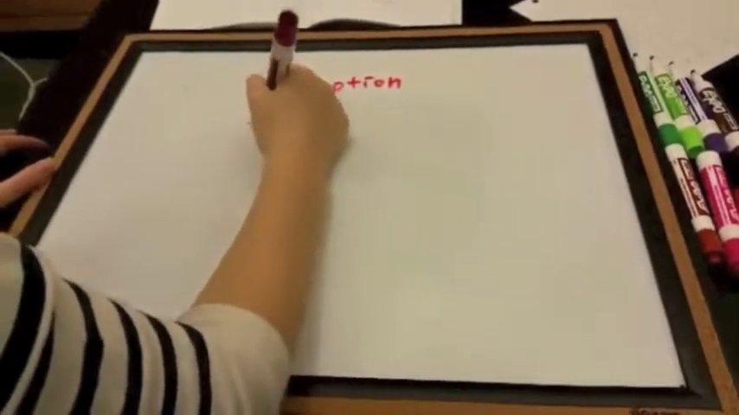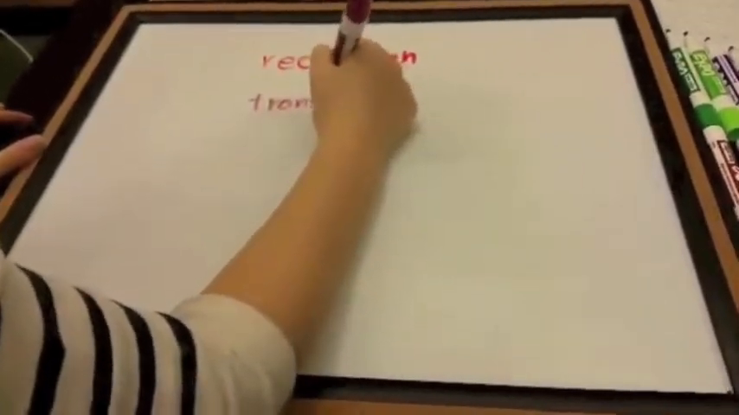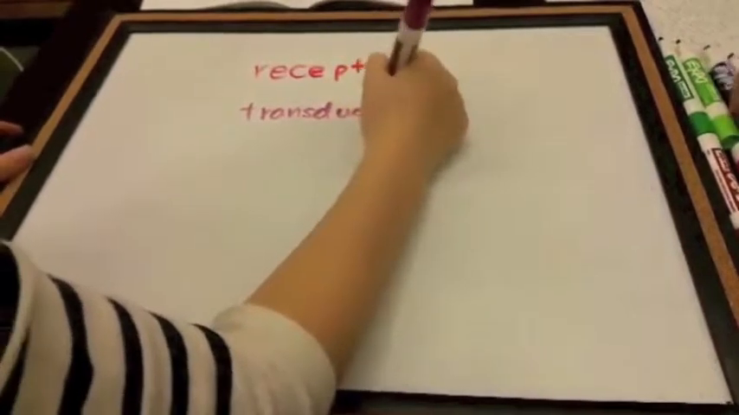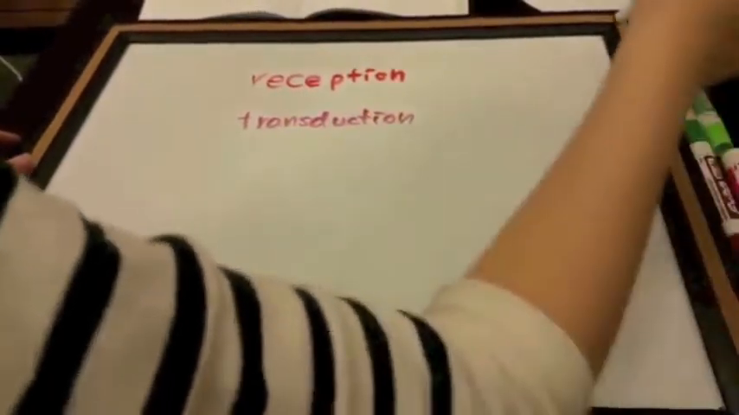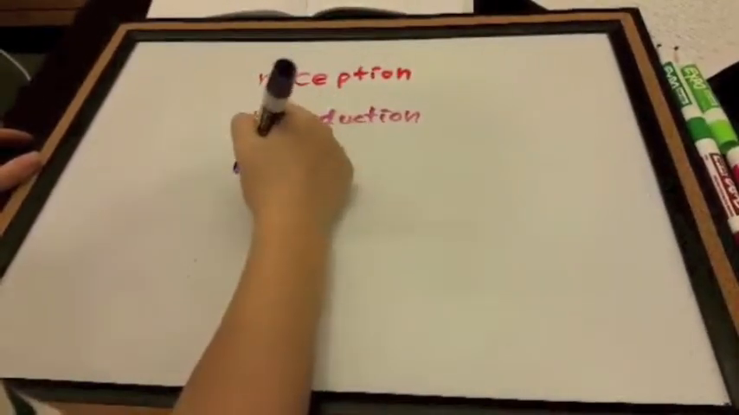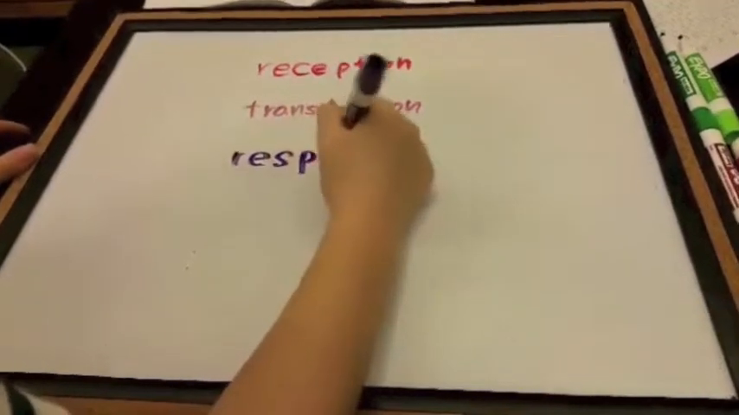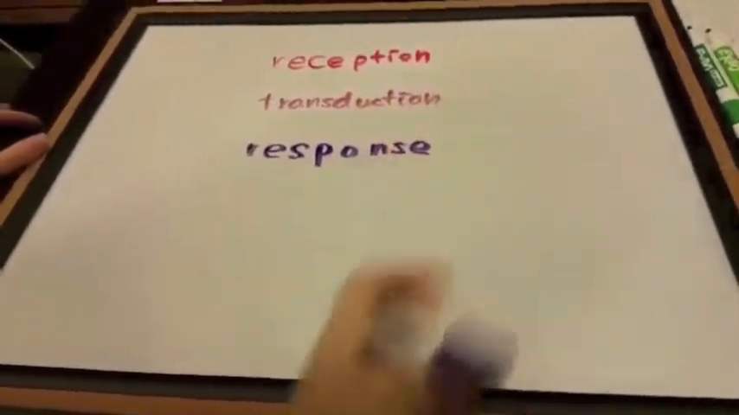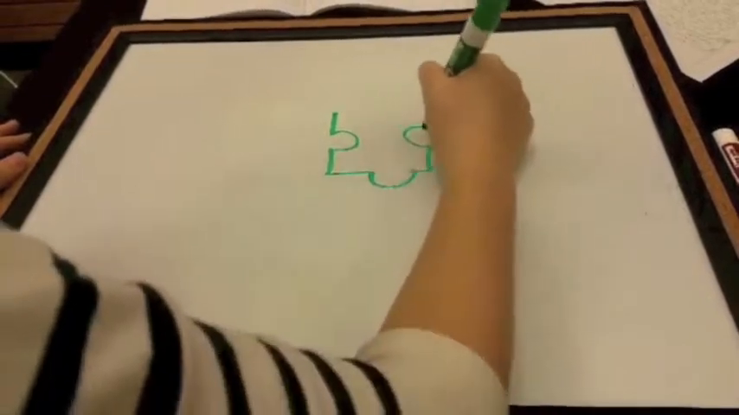Reception is the detection of a signal molecule from an external source. Transduction is converting the signal so that it can bring a specific response on the cellular response. Response is a cell's response or reaction to the signal molecule. Now we're going to break down the three separate parts.